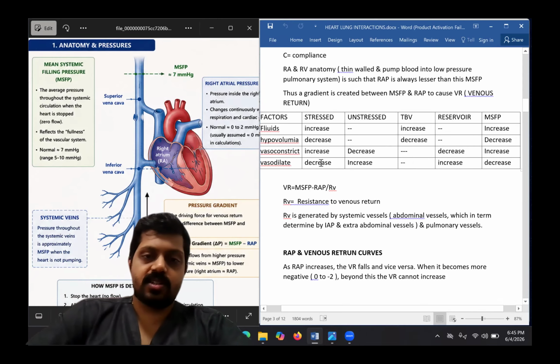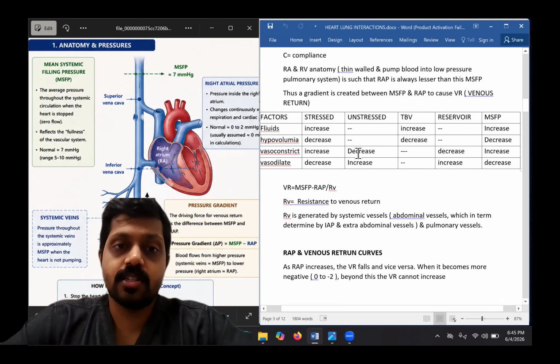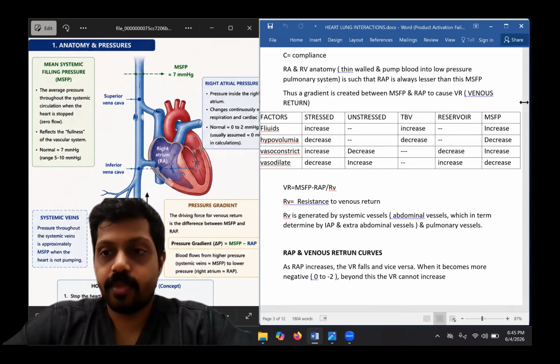Exactly the opposite happens in a vasodilatory state. Stressed volume is decreasing and unstressed volume is increasing. Okay.